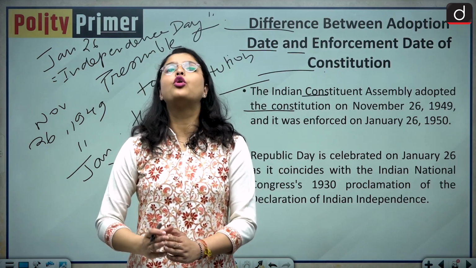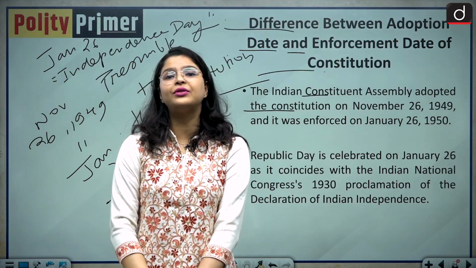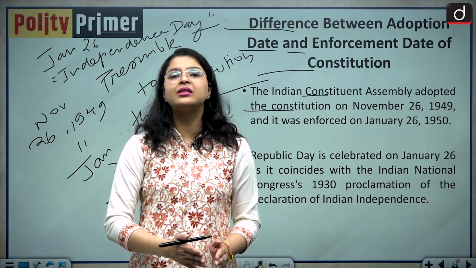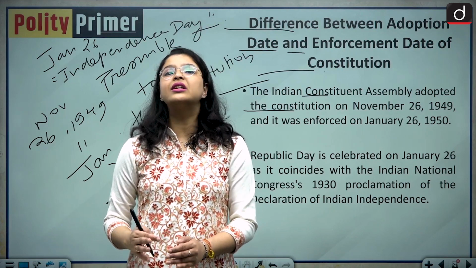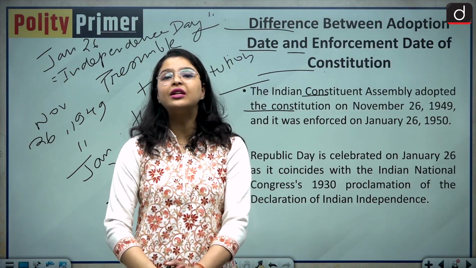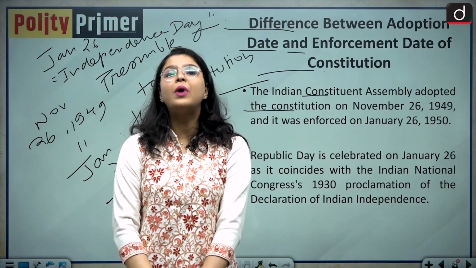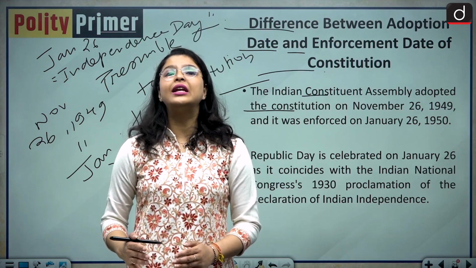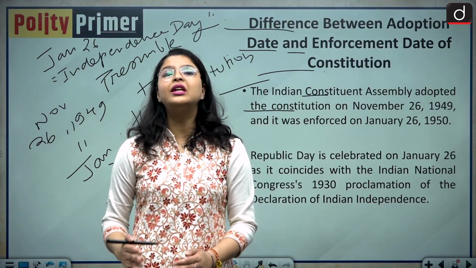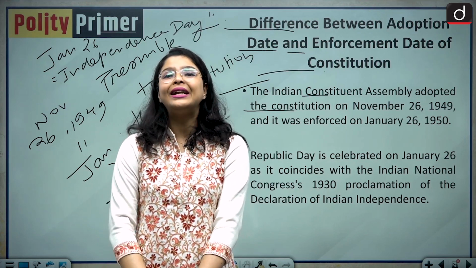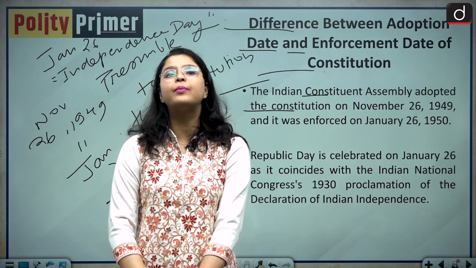But we finally got our independence on August 15, 1947. So that automatically became Independence Day. So January 26's significance had to be saved, and that is why we enforced our constitution on January 26, to mark the day of declaring Purna Swaraj, to mark the day of having complete independence from the British rule. And that is why we celebrate it as Republic Day.